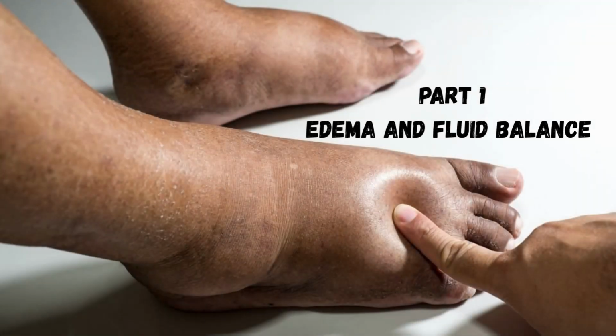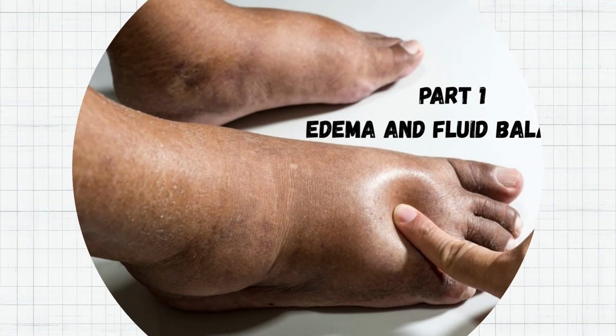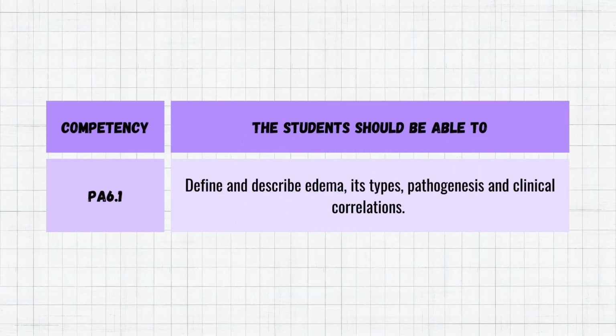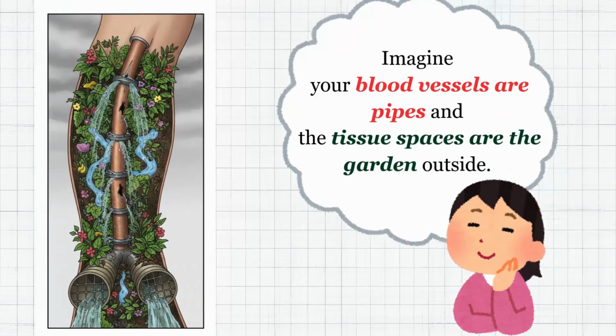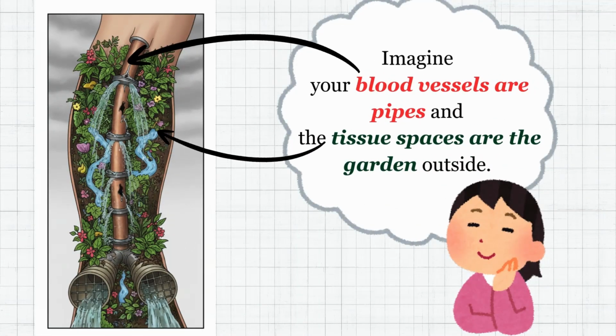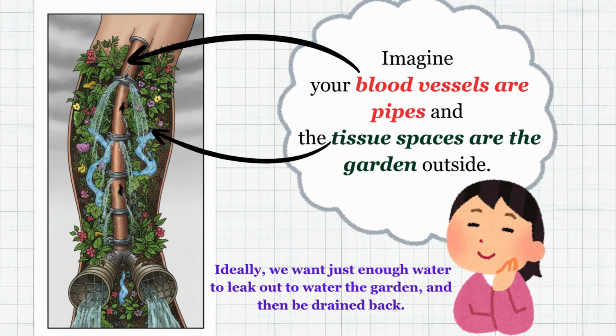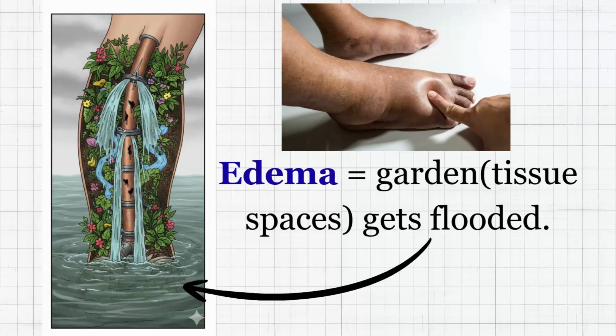Part 1. Edema and Fluid Balance. This covers NMC Competency PA 6.1. Imagine your blood vessels are pipes and the tissue spaces are the garden outside. Ideally, we want just enough water to leak out to water the garden and then be drained back. Edema is when the garden gets flooded.